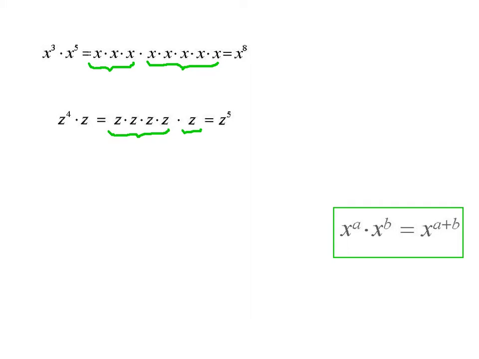So here's our rule for multiplying. X to the power of a times x to the power of b equals x to the a plus b.